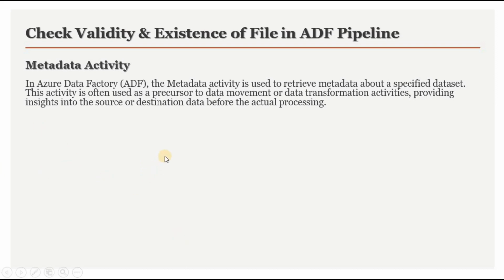The steps are to add the get metadata activity to our pipeline, and next to select the dataset. The dataset defines the structure of the data and the location where the data resides. A dataset can be associated with various data sources, including Azure Blob Storage, Azure SQL Database, and Azure Data Lake Storage. For our pipeline, the dataset is our Azure Blob Storage. I will go to ADF and add the metadata activity now.